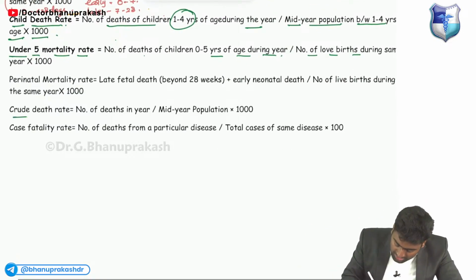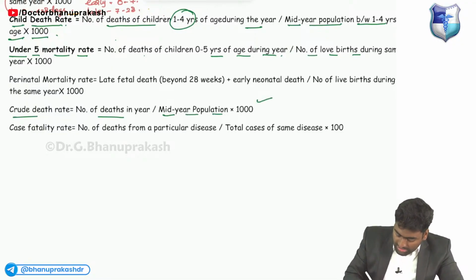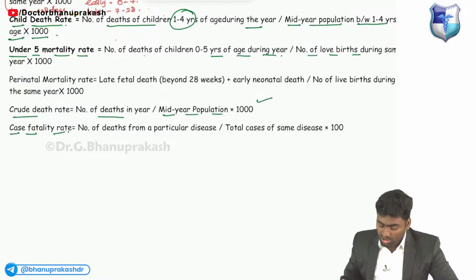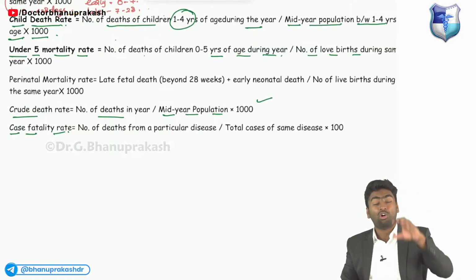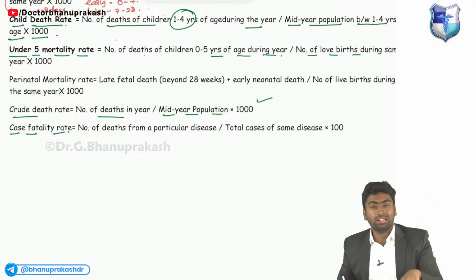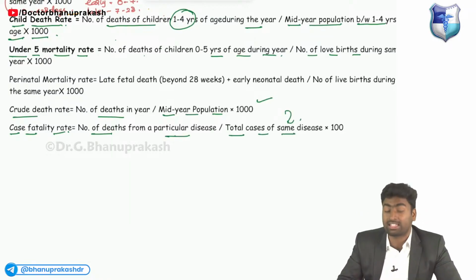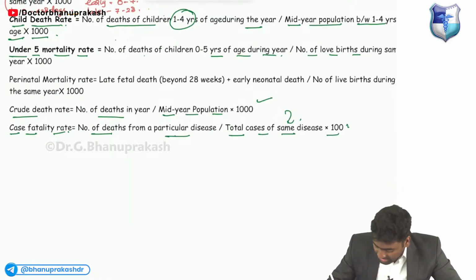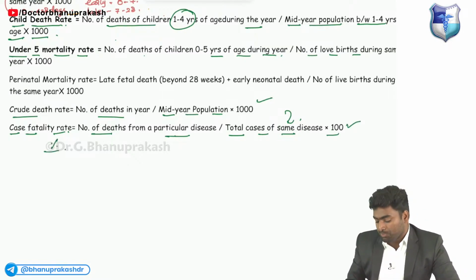Next one is the crude death rate, meaning number of deaths divided by mid-year population into 1000. And case fatality rate means how many of the patients suffering from a disease end up in death. So, number of deaths from a particular disease divided by the total number of cases of the same disease, into 100. Here it is 100 because we express it as a percentage.